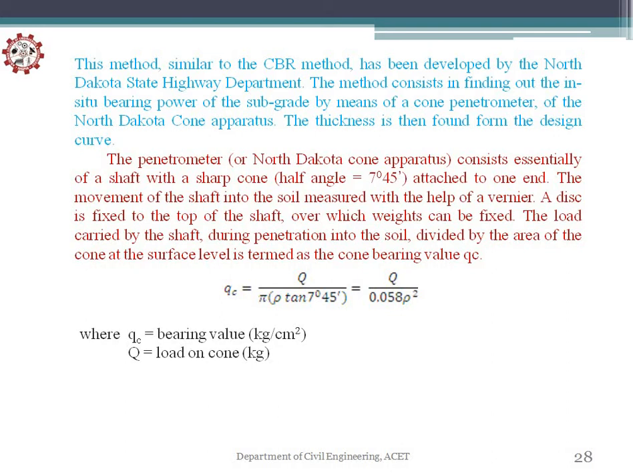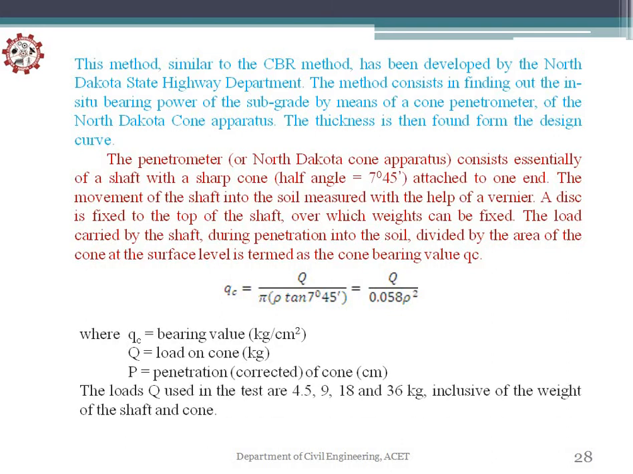QC is the bearing value, Q is the cone load, and P is the penetration. The minimum loading is taken as 4.5. If you double it, it becomes 9, then 9 becomes 18, 18 becomes 36, and 36 becomes 72, which is the last, so the last weight is not taken. These are the standard loads for which you calculate the bearing value.